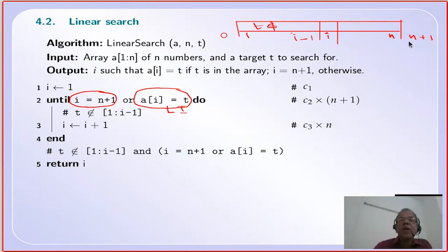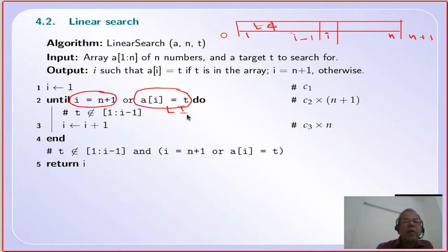Until I is equal to n plus 1. Suppose I is equal to n plus 1, the loop will terminate. Other possibility, if a at I is equal to t, then also the loop will terminate. So the loop will terminate under one of the two conditions. Even if one condition is true, the loop will terminate.